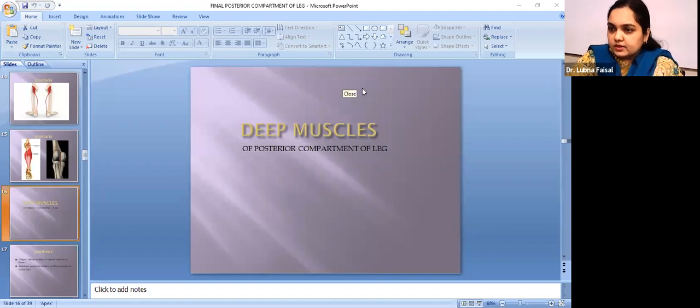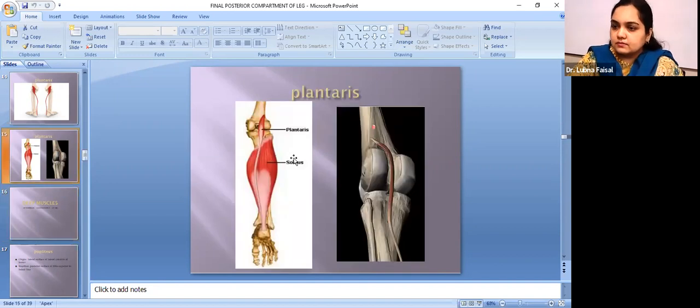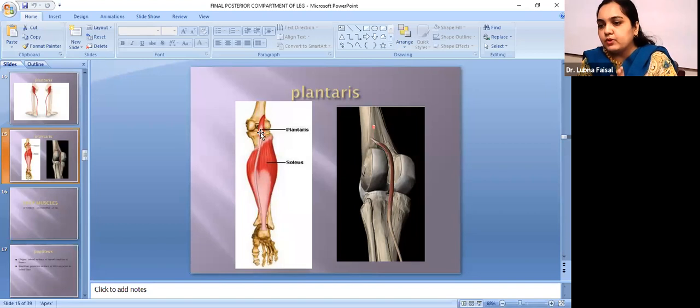Any question related to the plantaris or the soleus? In the initial part, it is above the soleus, but in the middle one third it crosses the soleus. Look at this slide. The origin of the plantaris is deepest to the soleus. First the plantaris originates, then in the middle third it crosses the soleus. Okay, getting my point? And the gastrocnemius is the most superficial group.